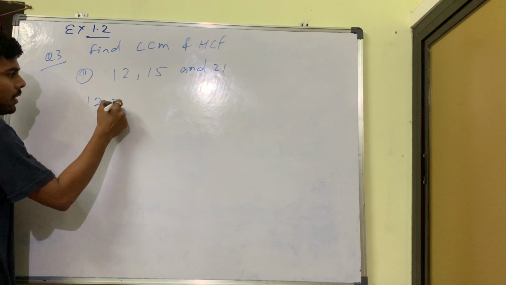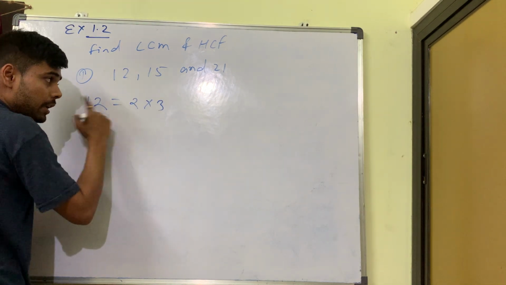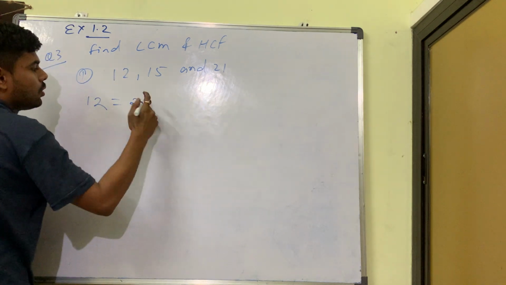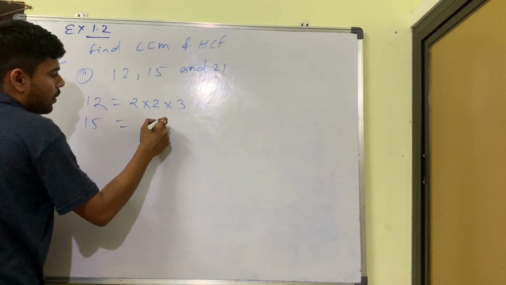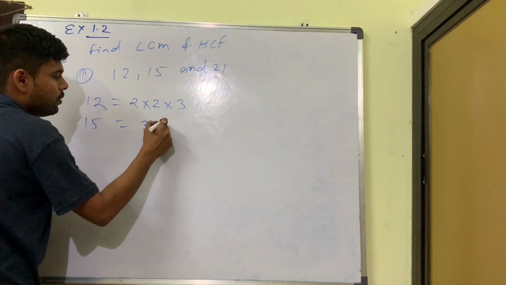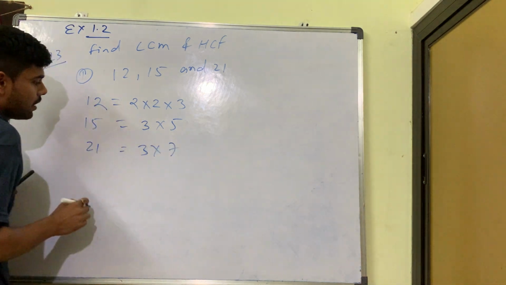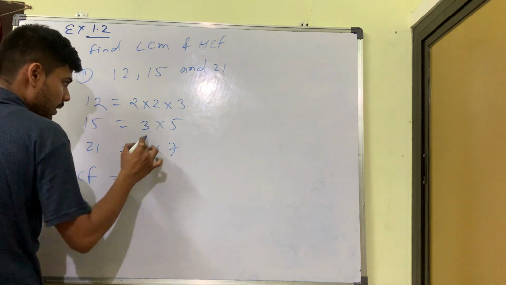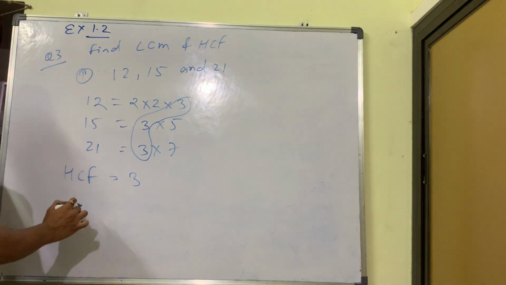I directly am writing 12 is equal to 2 into 2 into 3. 15 bacha, what will we write? 3 into 5. Next, 21 bacha, 3 into 7. So HCF is what bacha? HCF tell me. So HCF will come, bacha. What is the common? 3 is common. HCF is 3.